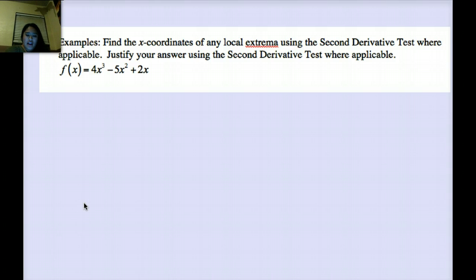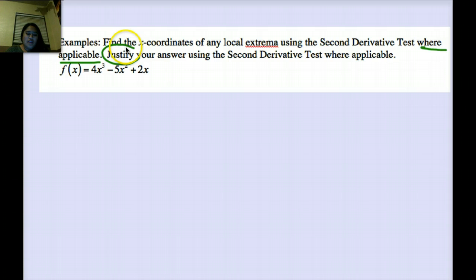So it says, find the x-coordinate of any local extrema using the second derivative test where applicable. So that's the key word, where applicable. Doesn't mean it always works. It means sometimes you may not be able to use the second derivative test. Then it says, justify your answer using the second derivative test.